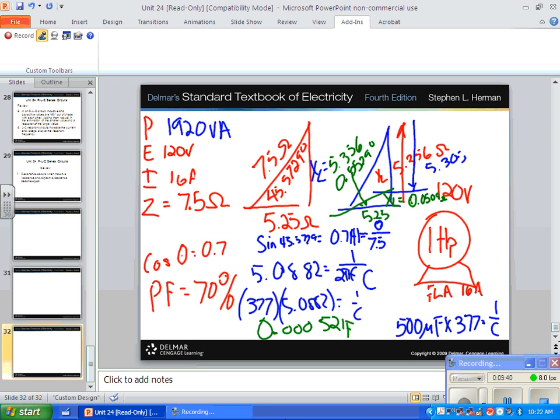We're only losing 1 watt to X sub L. That's pretty efficient. What was our power factor before? 70%. We went from 70% to almost 100%, right? 0.9999. If you round just the tiniest bit, that's 100% efficient, right? Close enough.